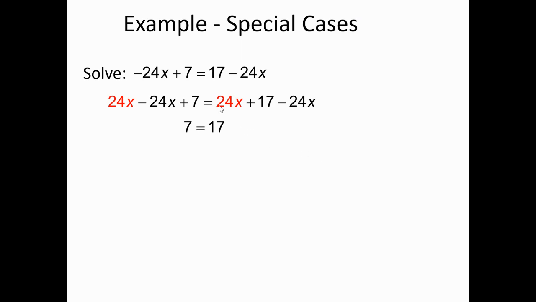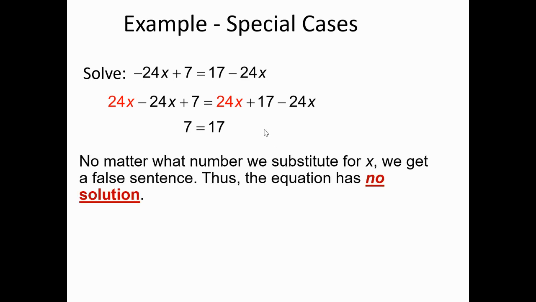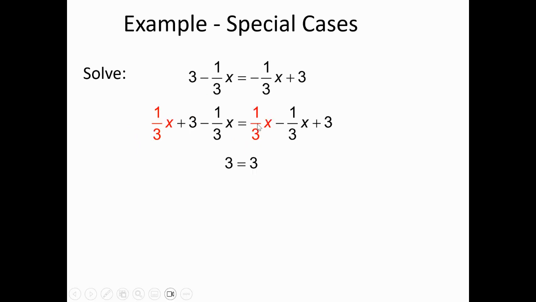If I look at this equation, I see a minus 24x on both sides, 7 on the left and 17 on the right. If I start out by adding 24x, I've added it on the left, I've added it on the right, I end up with 7 equals 17. Well, that's a false statement. 7 never equals 17. What this is telling me is that no matter what number we substitute in for x, we get a false statement. All right. Thus, there is no solution. There's no answer to this equation here. No solution. 7 never equals 17.